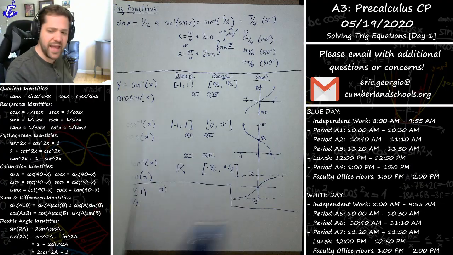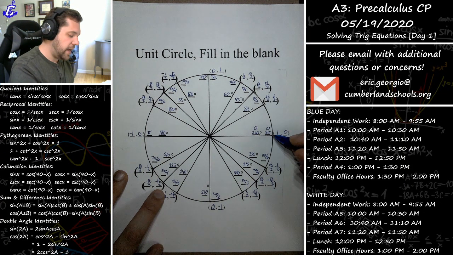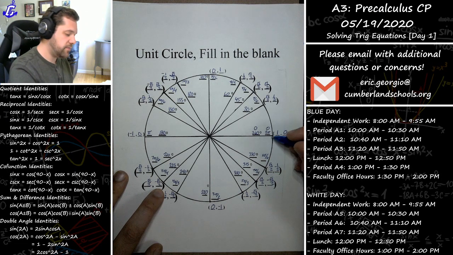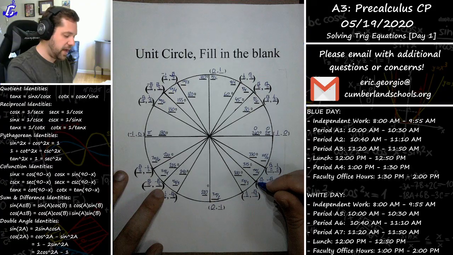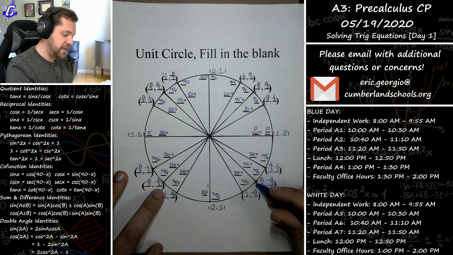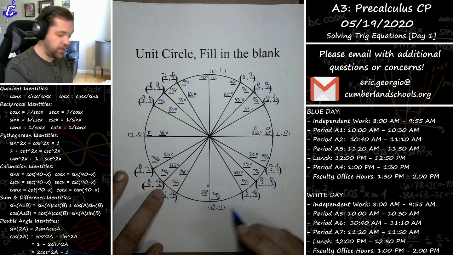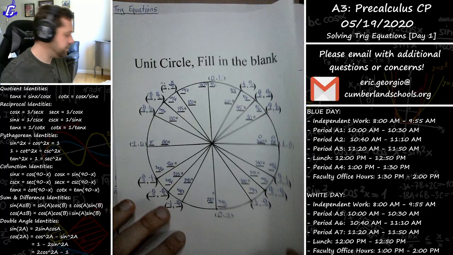And again, remember, negative radians just means that you're going this way around the circle as opposed to going this way around the circle. This is -30 degrees, this is -45, this is -60, that's -90. -pi over 6, -pi over 4, -pi over 3, -pi over 2. And the positives.